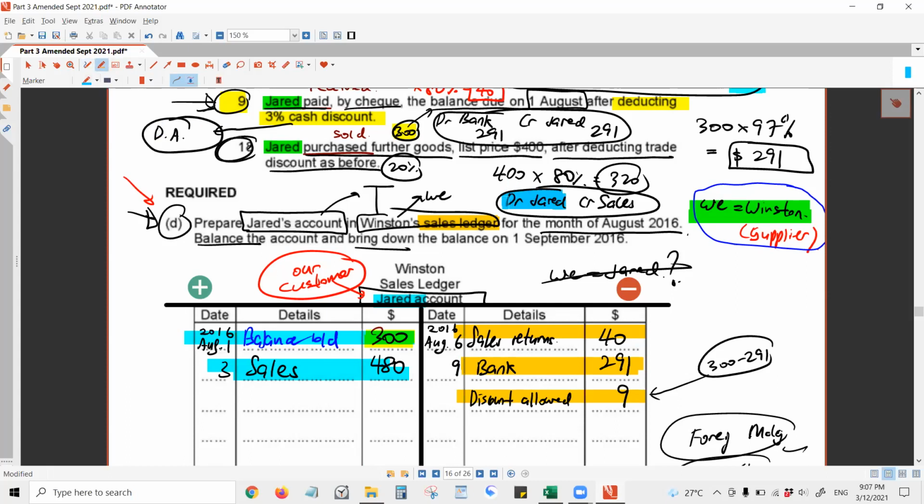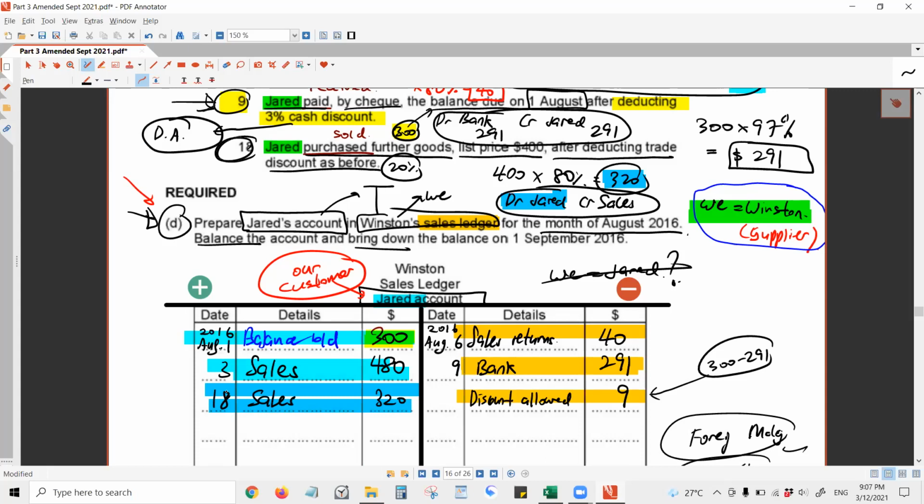So record this: debit Jared 320. Go to Jared's account, debit side, and write the number there first. Detail is always the name of the other account, so write sales here, and write 18 here. Finish. Last step, you have to balance it, then you are done.